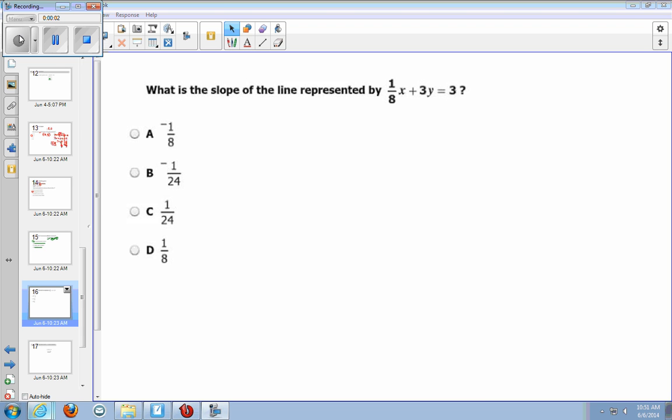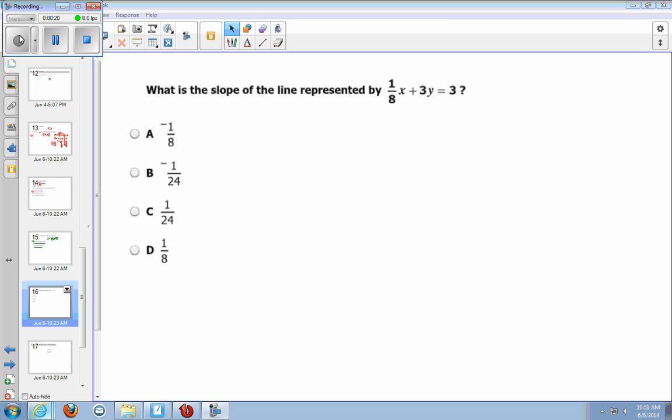Welcome to the 2014 released SOL test for the state of Virginia for Algebra 1. We're working through the test question by question, and this is question 16. Question 16 says, what is the slope of the line represented by 1/8 x plus 3y equals 3?